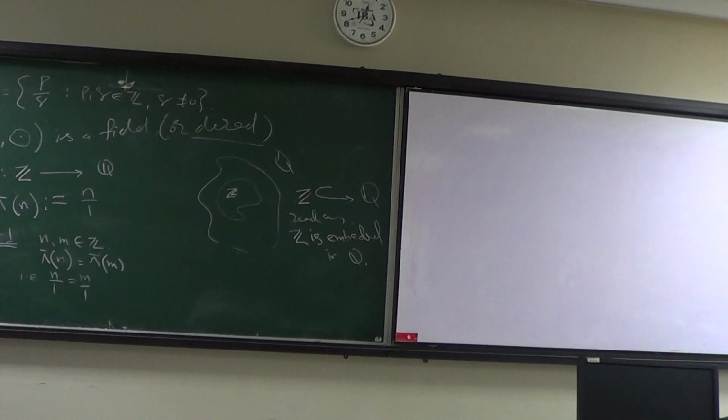If the two classes are equal, then the representatives are related: n comma 1 is related to m comma 1, which implies n is equal to m. Exactly. So from there you can derive equality of the integers.